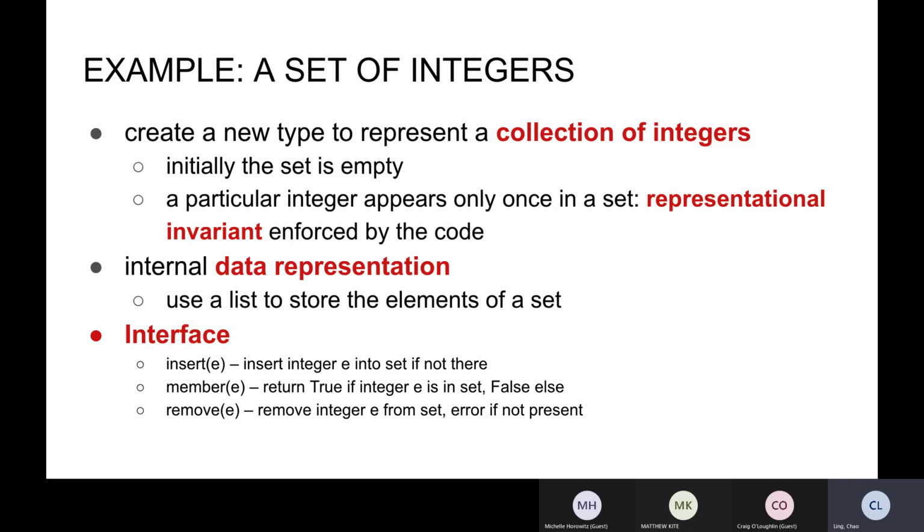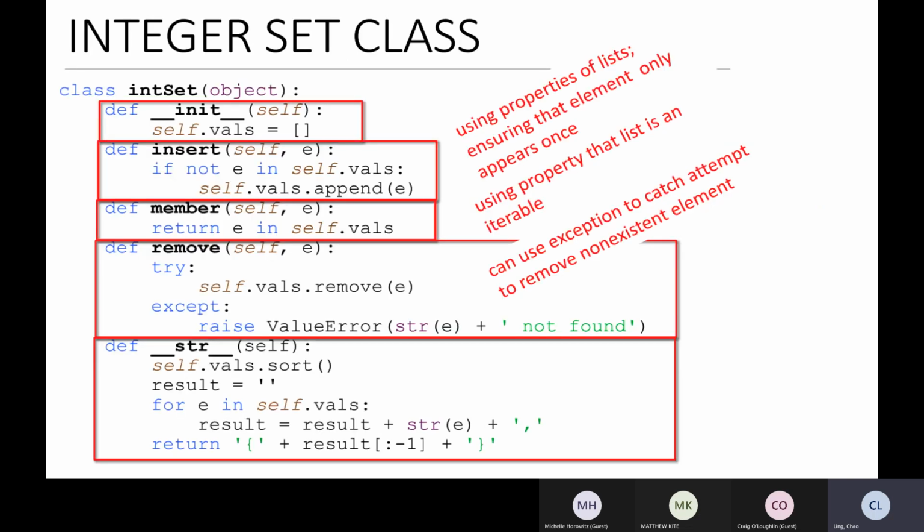How to choose the internal data representation of a set? Well, you can use the list to store the elements of the set. How to define an interface for that set? So think about how to do set operations. You can insert numbers or elements to the set. You can check if an element is in the set, right? A Boolean value. You can remove an element from the set. Okay, these are the interfaces. So how to define it?